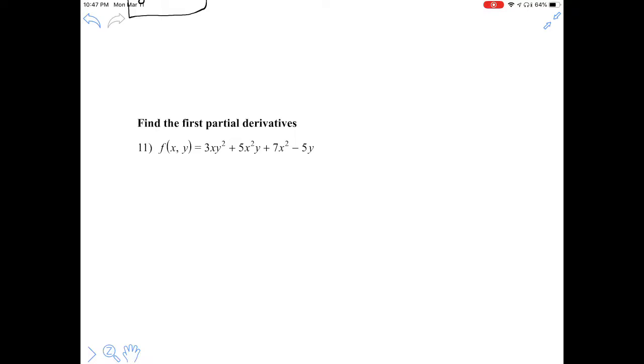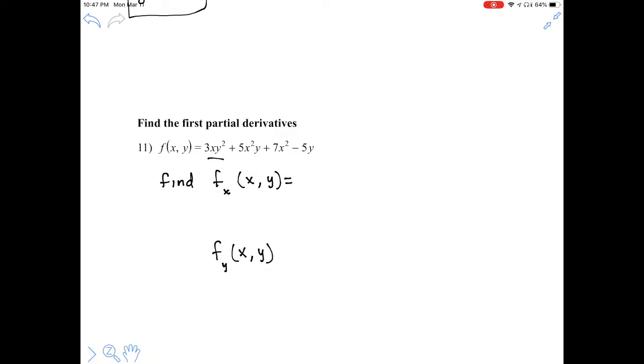Now the first partial derivatives, that implies all of the partial derivatives. So we need to find the partial derivative in the direction of x of our function, and we need to find the partial derivative in the direction of y. So first of all, in the direction of x, this means that y is not a variable.